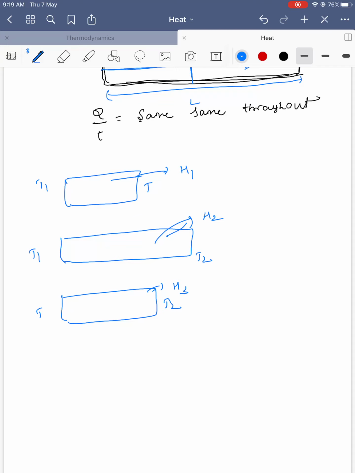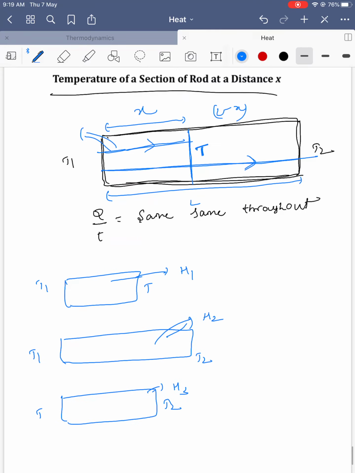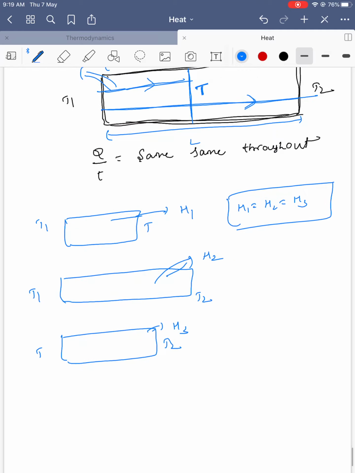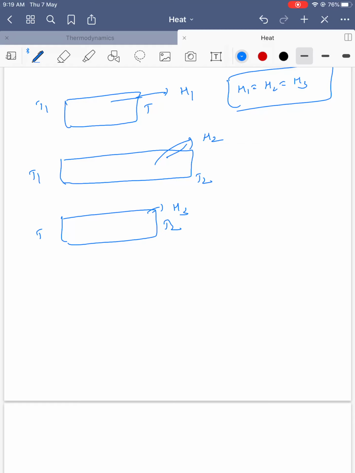Okay, so what is H1 in all these three? H1 is equal to H2 is equal to H3. The flow rate of heat is the same. Flow rate means heat by time is the same. Okay, if heat by time is the same, then what is the formula? Ka into T1 minus T by how much is the length here? X, which is equal to Ka into T1 minus T2 by total length L.